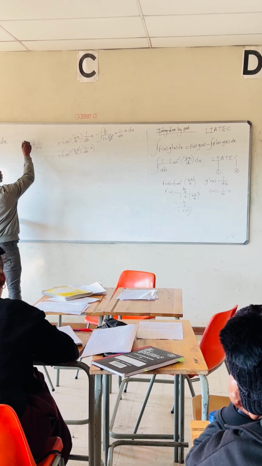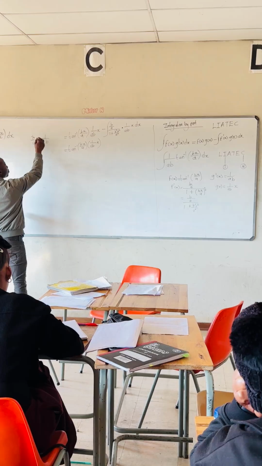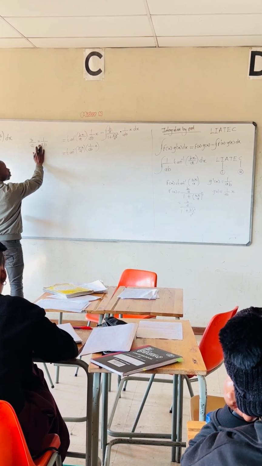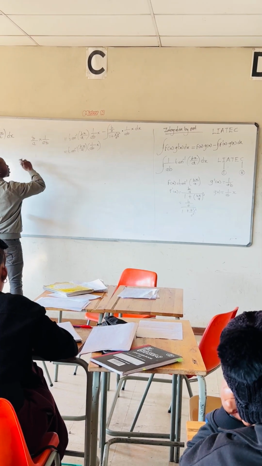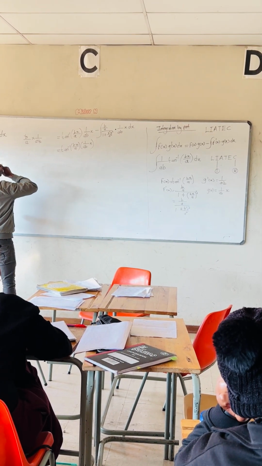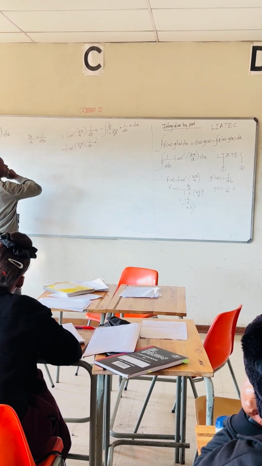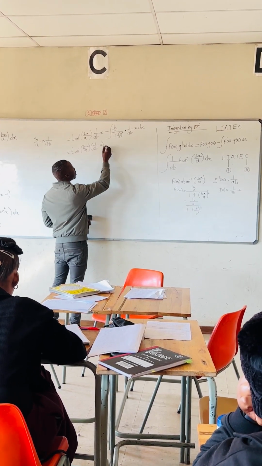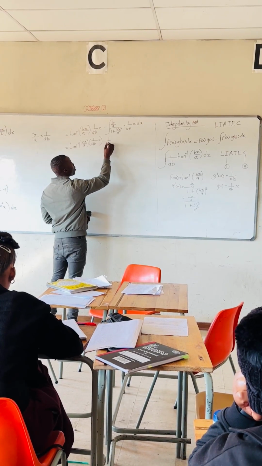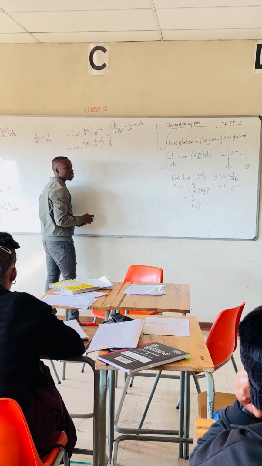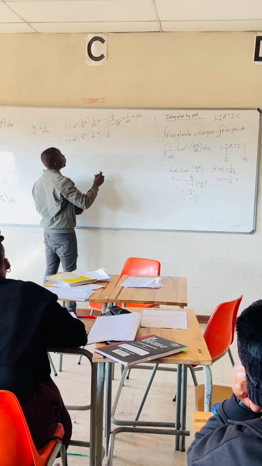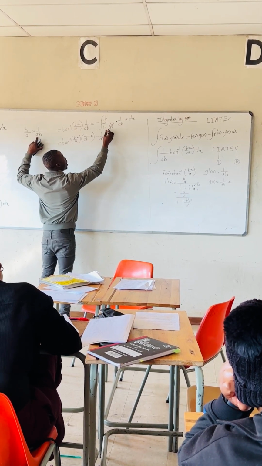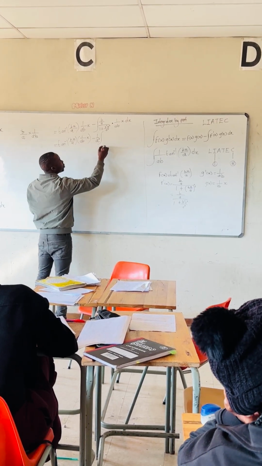So what will happen now? b and b cancel. This and this cancel. So we have a constant 1 over a. We agree? So we take 1 over a as our constant. 1 over a squared, because a times a. Therefore, we are left with what inside?